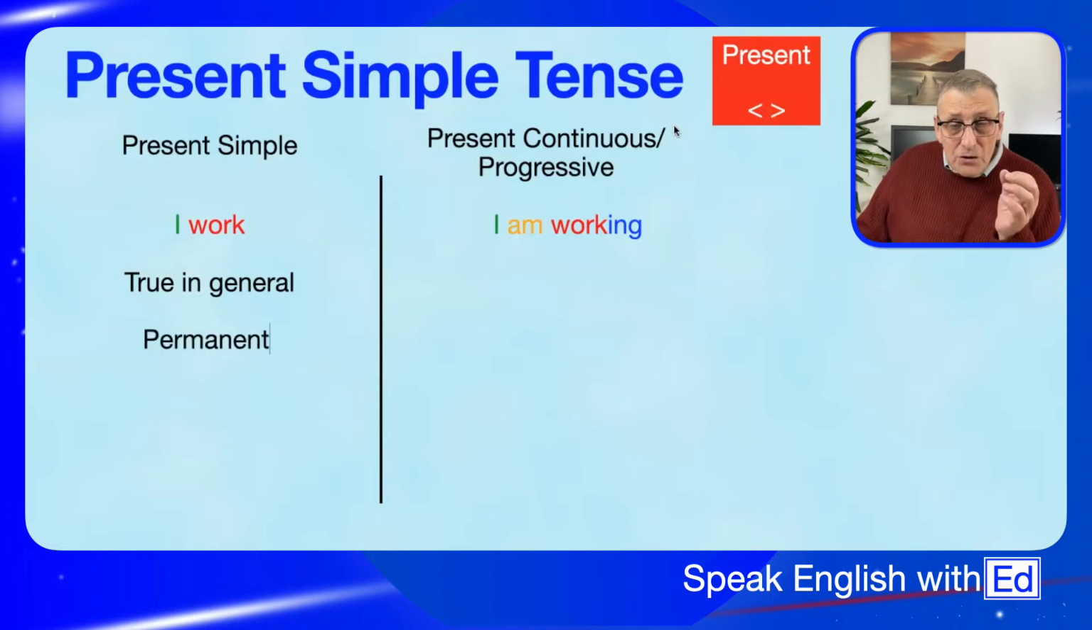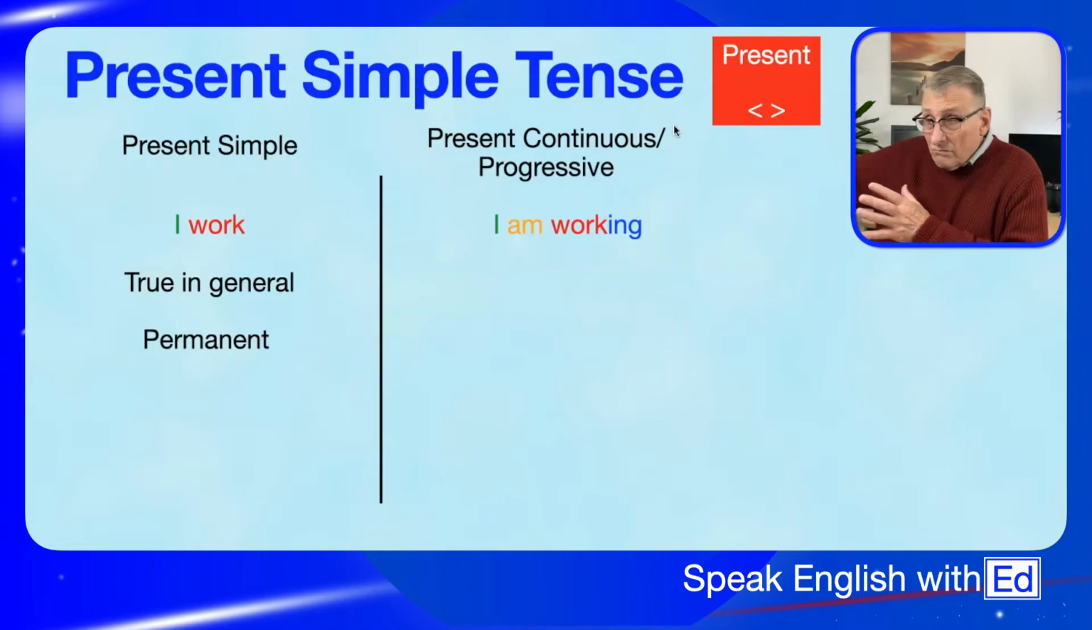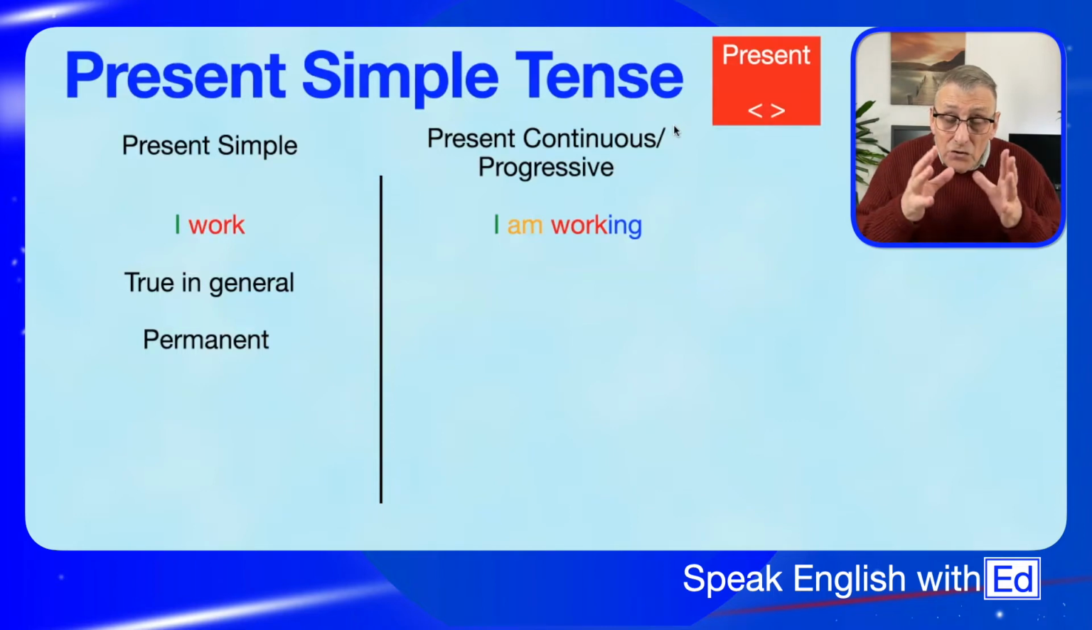You also use them for something that is permanent. Now, my work is permanent. I permanently work all the time. I shall be working today. I shall be working tomorrow. I shall be working next month and the month after. In the foreseeable future, I shall be working. So this is permanent.